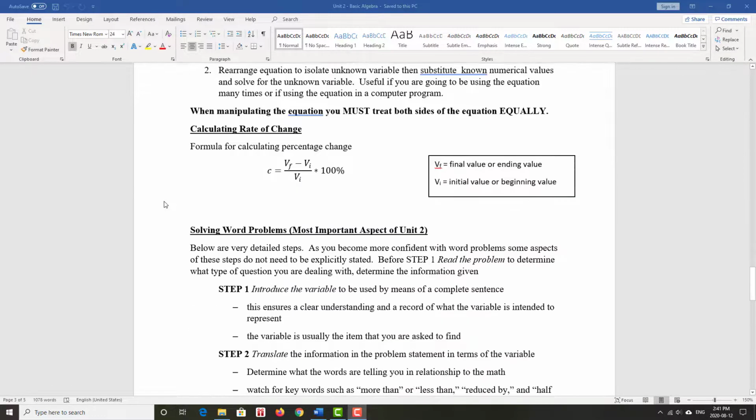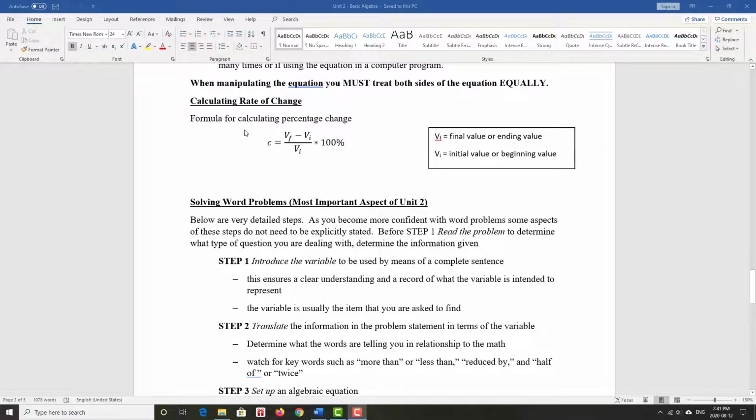Okay, so a couple of things here just to wrap it up, then we'll do some problem solving. Calculating rate of change. V with a subscript f just means that's the final value. A V with a little subscript i, that's just the initial value. So we look at an ending value versus a beginning value.